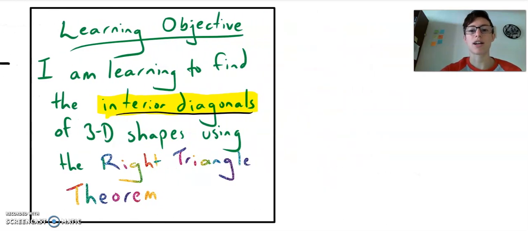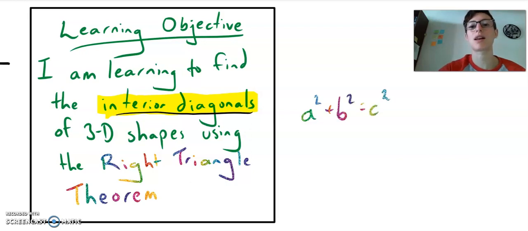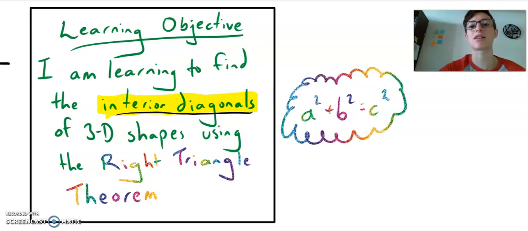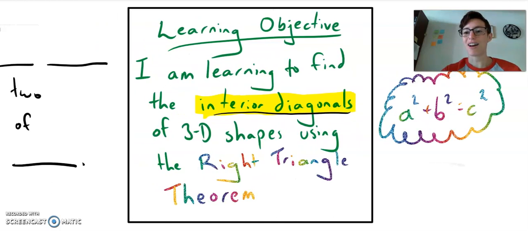This is our right triangle theorem. It is a squared plus b squared equals c squared, where c is the hypotenuse of a right triangle, and a and b are the legs. So it's the sum of the squares of the legs of a right triangle is equal to the square of the hypotenuse. We're going to be applying this to find diagonals.